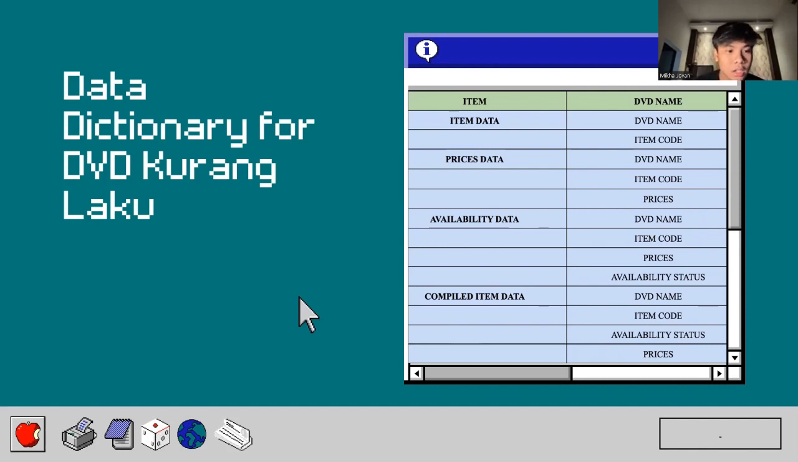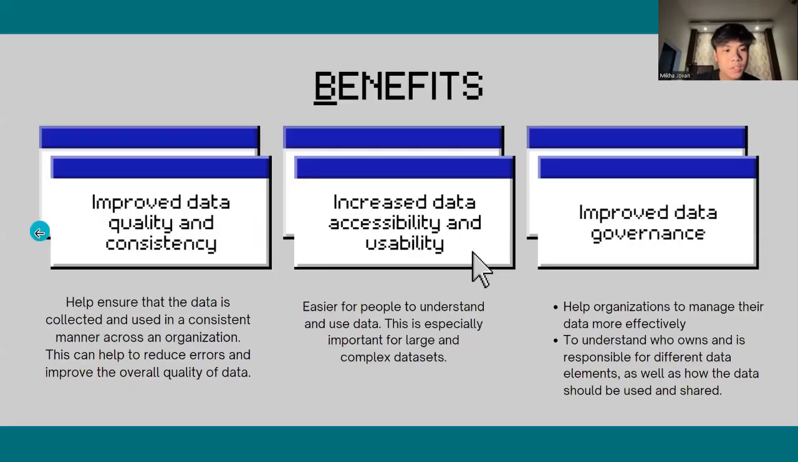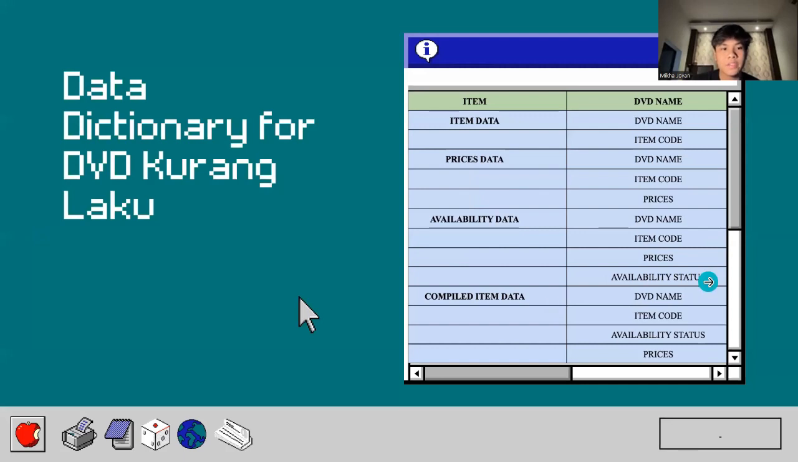And next, the availability data or stock data consists of the description or information related to the availability status of the DVD item, and it can also be alphanumeric. And lastly, the compiled item data. It consists of the DVD name, item code, availability status, and also prices. The format can be either alphanumeric or numeric because it is combined data that includes all the DVD data that I have mentioned before. And next, the description of each in the DVD name structure also has several benefits.